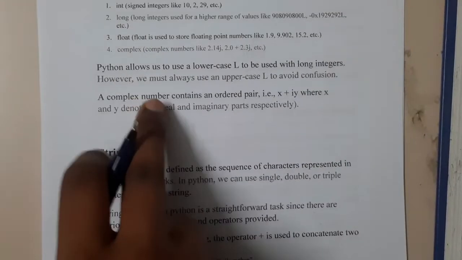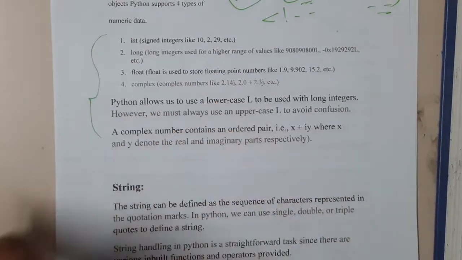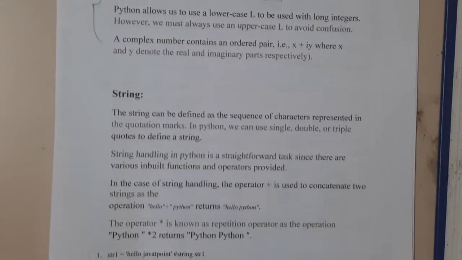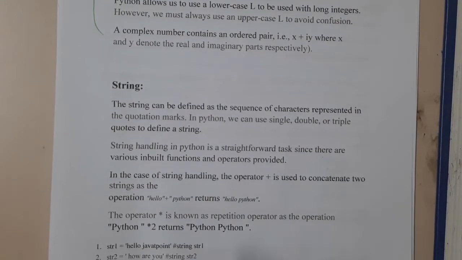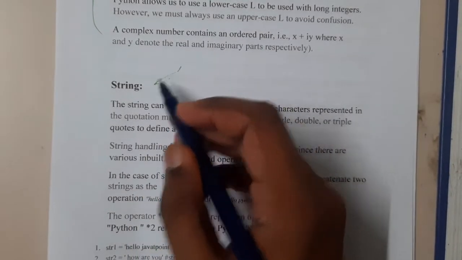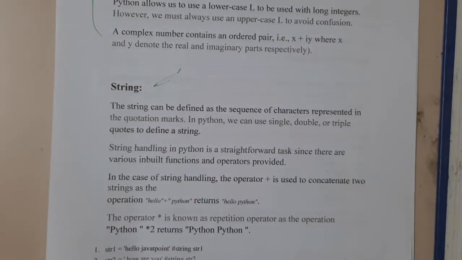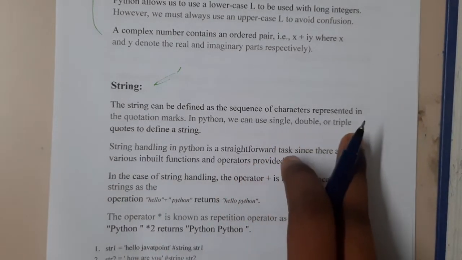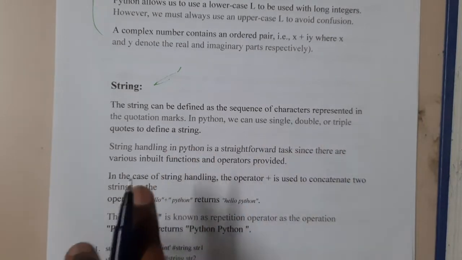Even imaginary numbers are also possible, guys. Just go through the definition, guys. This is just a theoretical concept. Okay. So similarly, you can store strings also. So basically, string is nothing but your name, your address, and everything will come under string. The string can be defined as a sequence of characters represented in quotation marks.